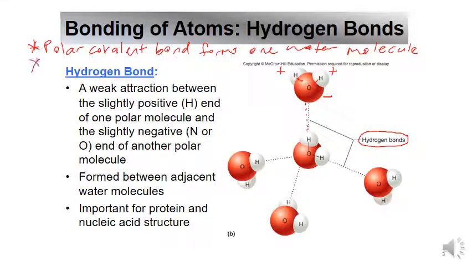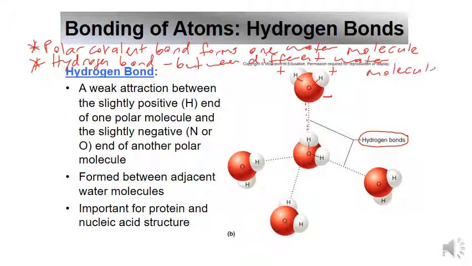But a hydrogen bond is between different water molecules, or the neighboring water molecules. And it's not just for water, but it's for other molecules that are made up of polar covalent bonding too. So the attraction between them also leads to hydrogen bonds if there's a hydrogen there.